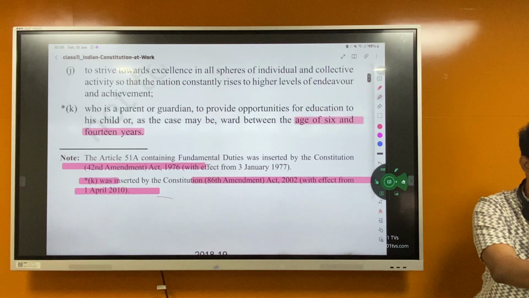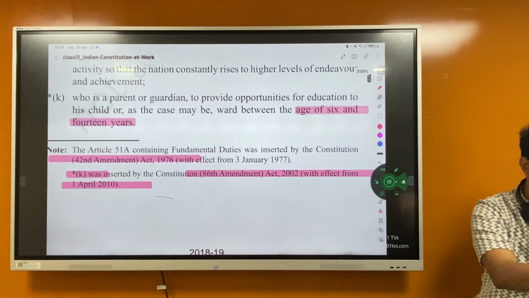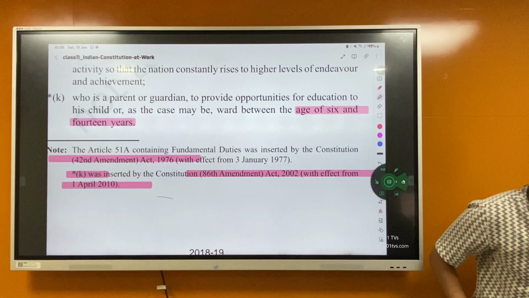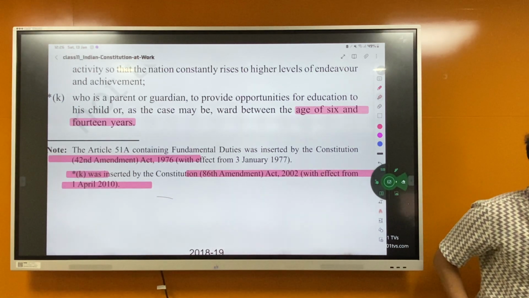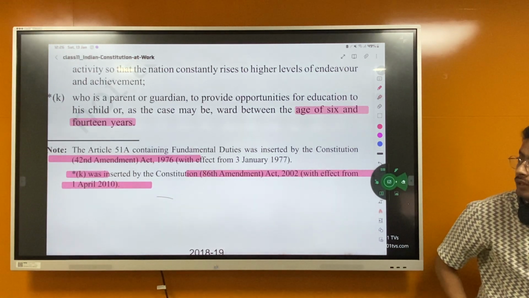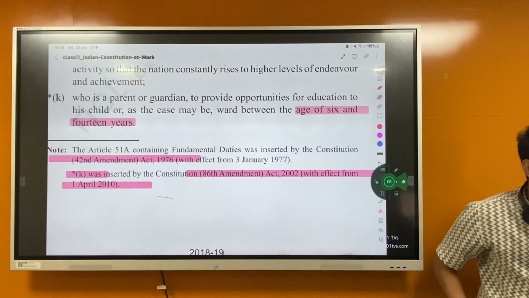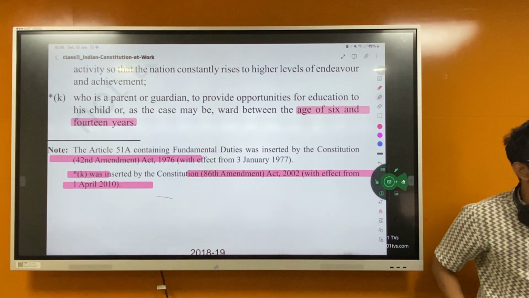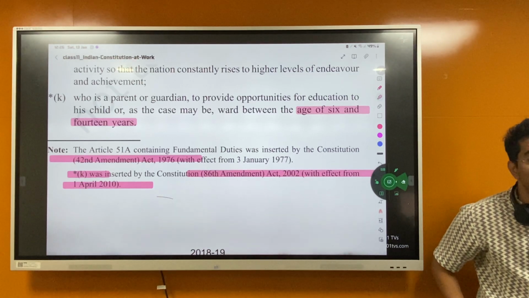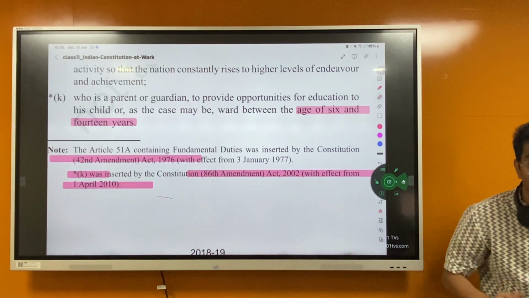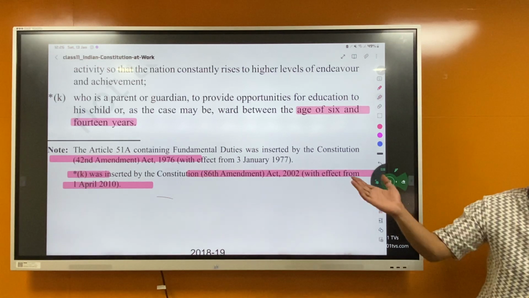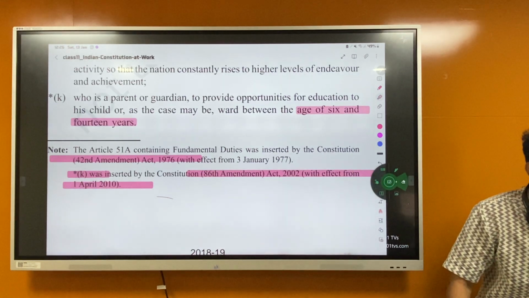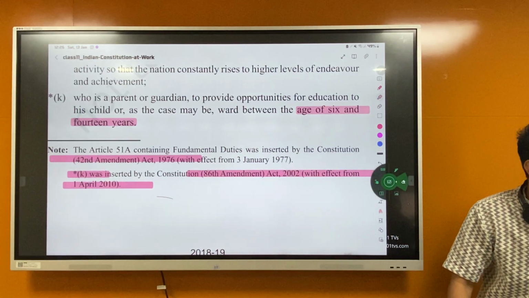And read the note. Article 51A containing fundamental duties was inserted by the Constitution 42nd Amendment Act 1976, with effect from 3rd January 1976. So what does it try to say? Was it like the fundamental duty was not there when the Constitution was enacted? And when was the Constitution enacted? We read in the preamble. What was written? 26th November. So it was not included at that time.